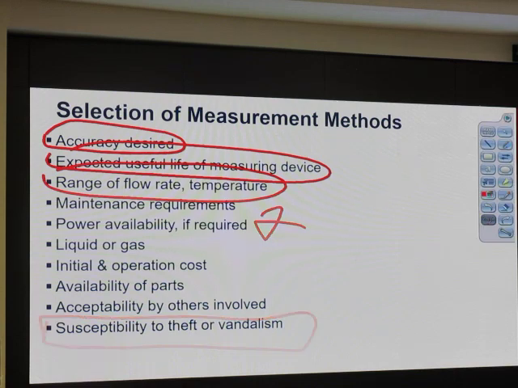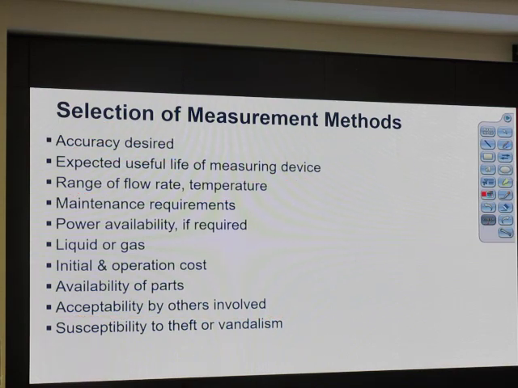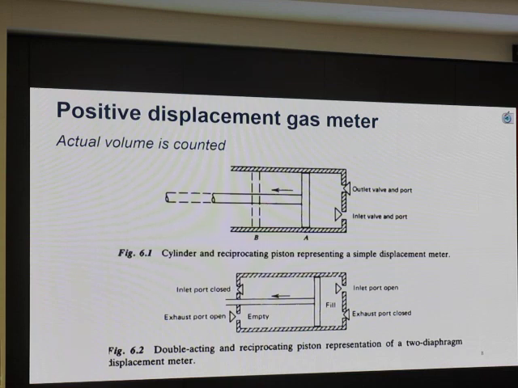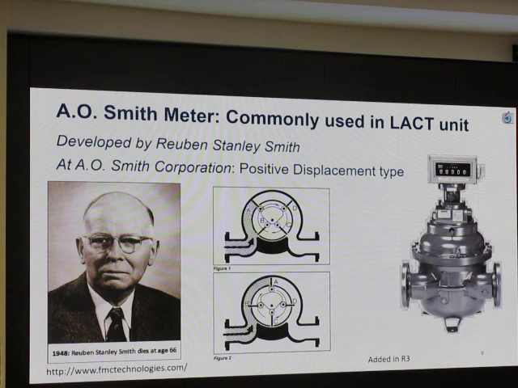In most of the equipment or the apparatus, the facility, the flow loop, one of the expensive parts is the flow meter. Alright, this is a positive displacement type. We don't actually pump it, but we measure it. We take a certain volume in and let it out, take a certain volume in and let it out, and then we count how many times we do that. Where do we do this? Look at the A.O. Smith meter. This is on the LACT unit. It's a positive displacement type.